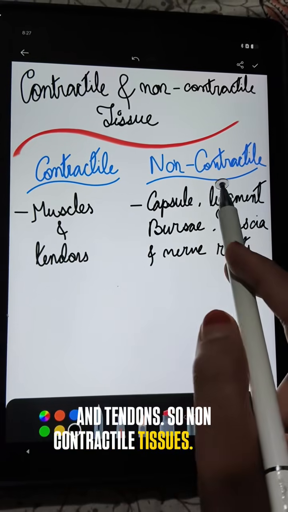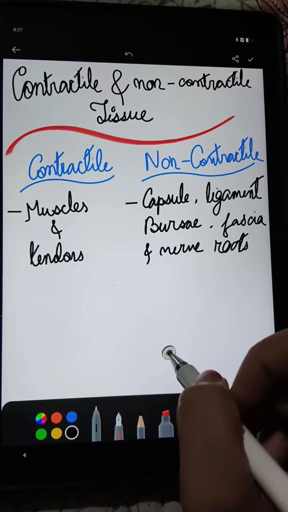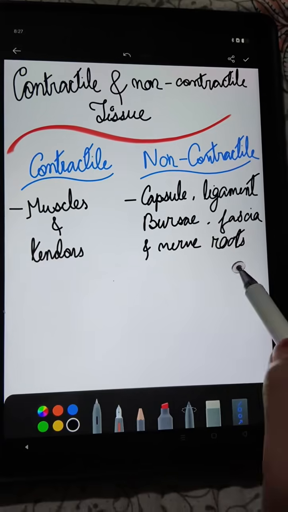Non-contractile tissues don't have the capacity or capability to actively contract and relax like the contractile tissues. Some examples are capsule, ligament, bursa, fascia and nerve roots.